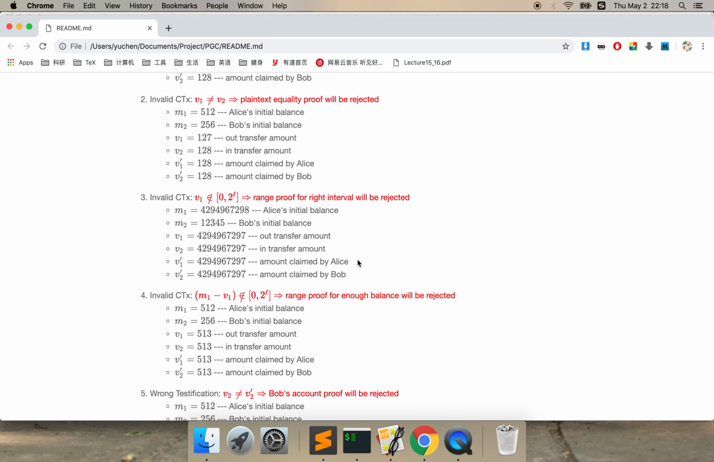Now let's choose the third test case. We say it is invalid because the out transfer amount does not lie in the right interval. The consequence is that the first range proof, for the right interval, will be rejected.